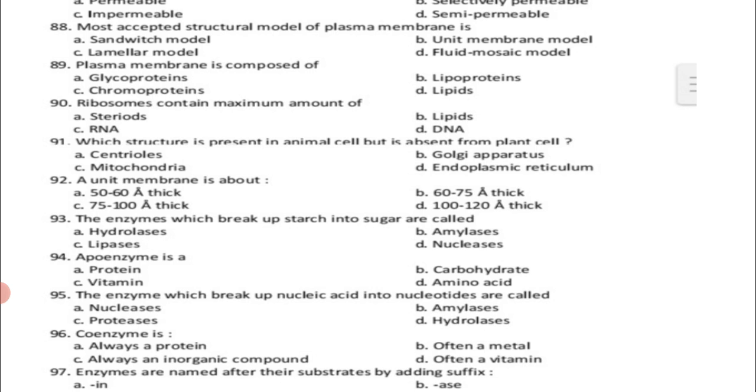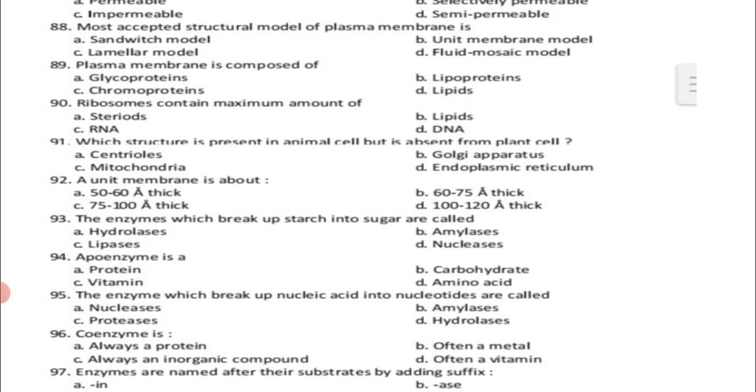Question number 91. Which structure is present in an animal cell but absent in a plant cell? Centrioles, Golgi apparatus and endoplasmic reticulum are common between plant and animal cells. But mitochondria are present in animal cell only, not in plant cell. So option C is the answer of question number 91. Question number 92. A unit membrane is about 75 to 100 angstrom thick. Option C is the answer.